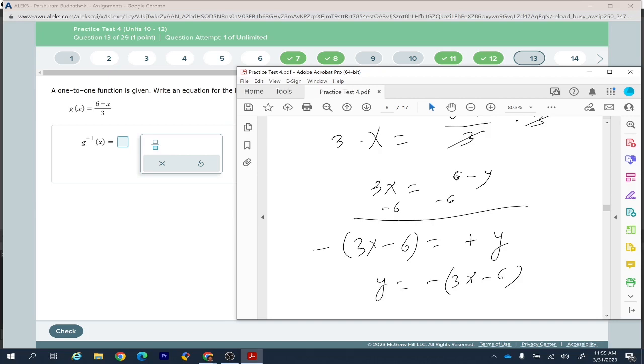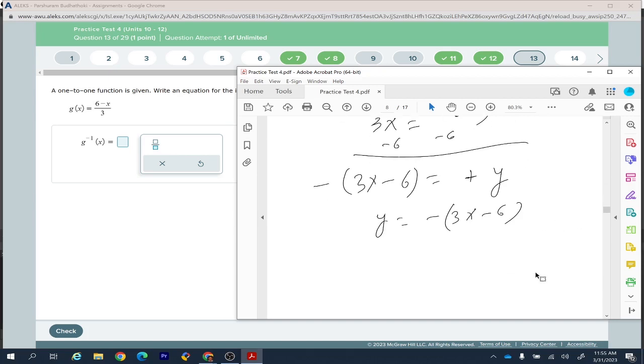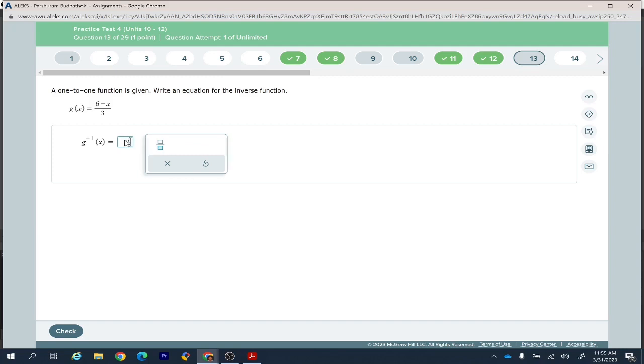So this y finally represents the inverse of the given function. So the inverse of g of x is negative 3x and negative 6 if you want to use the parentheses. Otherwise, you can just open the parentheses and eventually it's going to be negative 3x, positive 6.